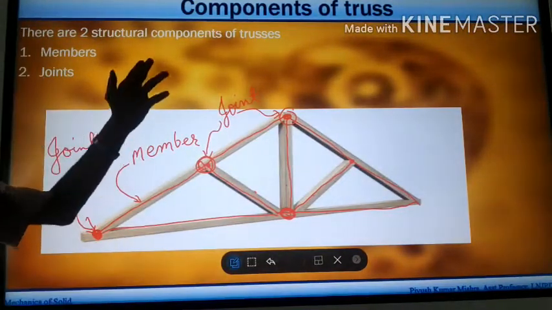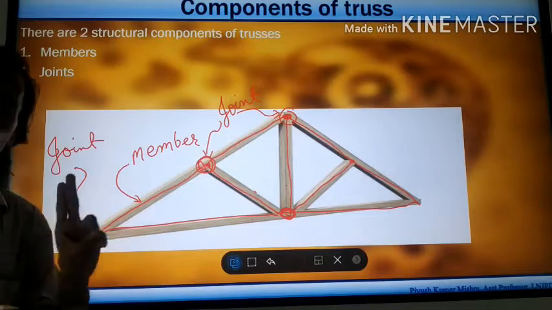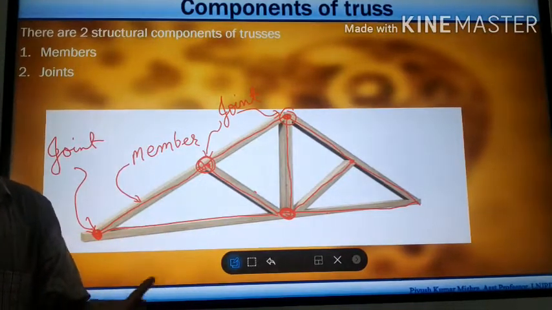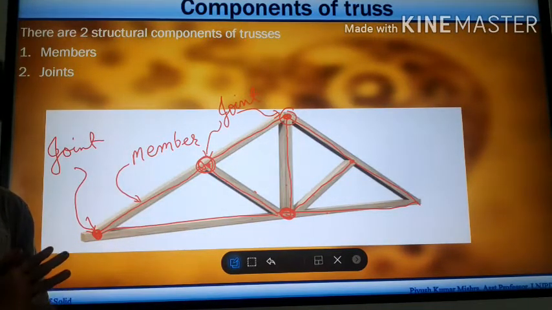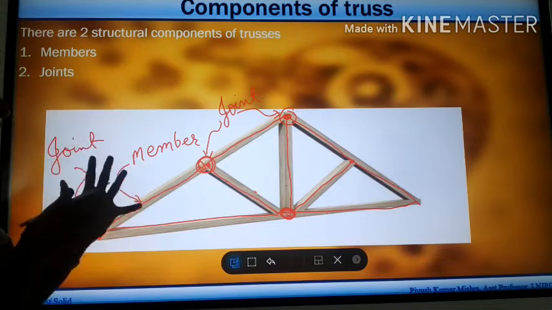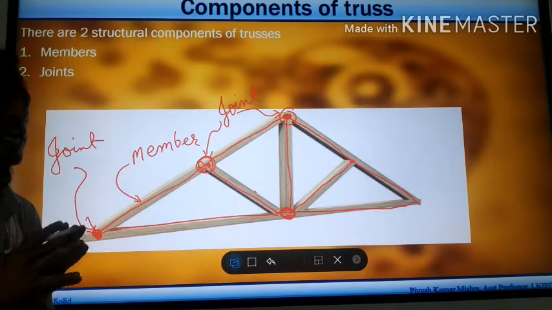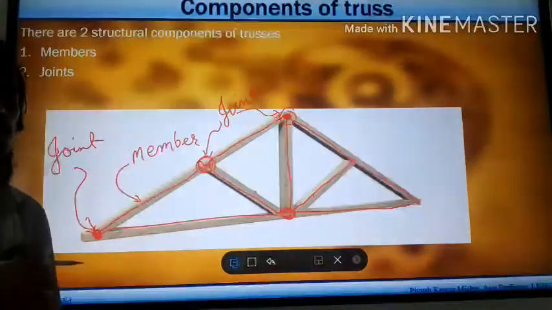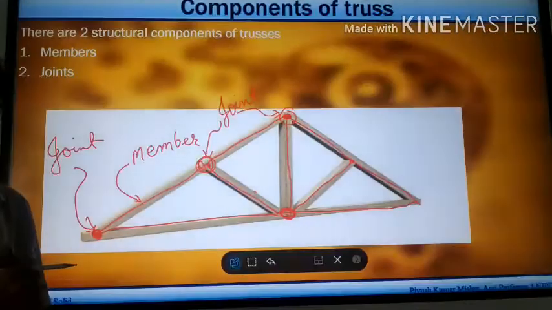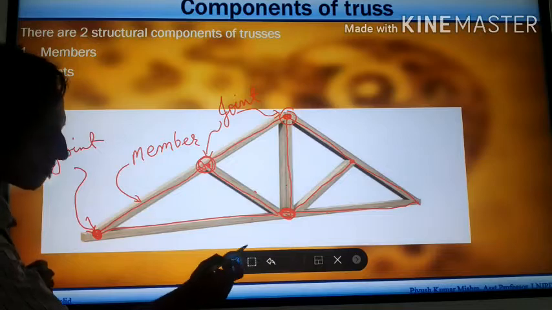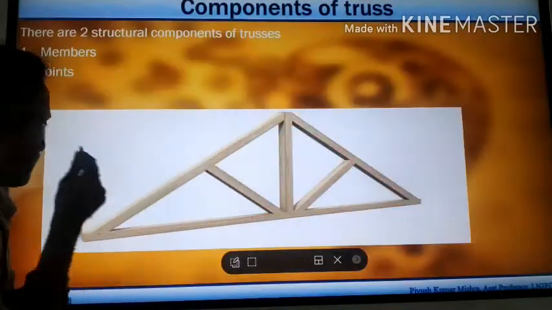So basically, there are only two components: the member and the joint. This classification of components is based on how you do the analysis of the structure. So moving ahead.